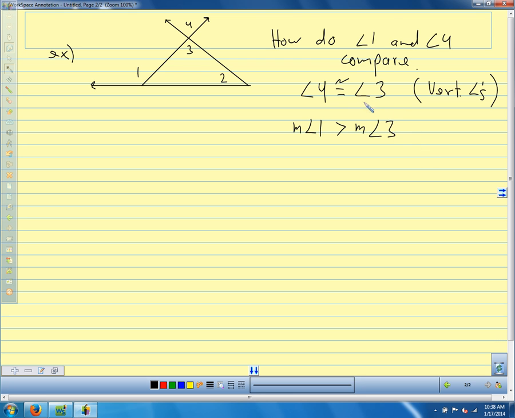And since 3 and 4 are the same, what does that tell us about 1 and 4? The measure of angle 1 is larger than the measure of angle 4. So that's what we were looking for. Because these two are vertical angles and they have the same measure, and angle 1 is bigger than angle 3, angle 1 has to be bigger than angle 4. So that's the kind of problem you might see that has to do with this exterior angle corollary. Questions there?